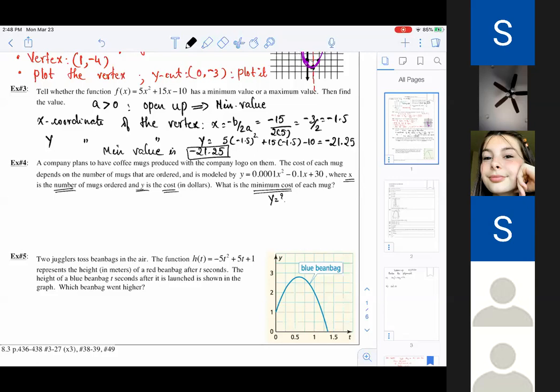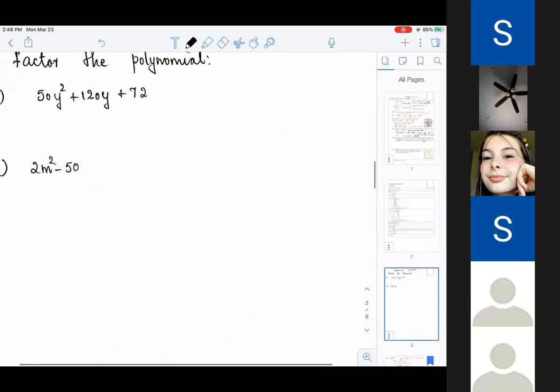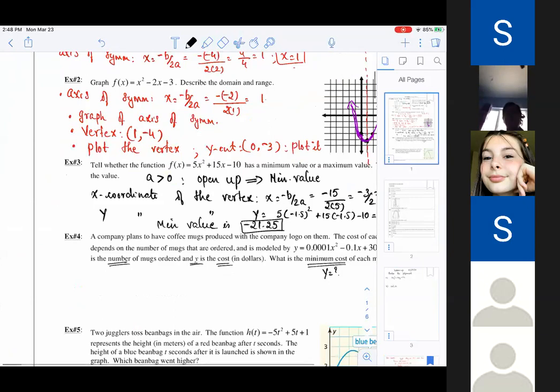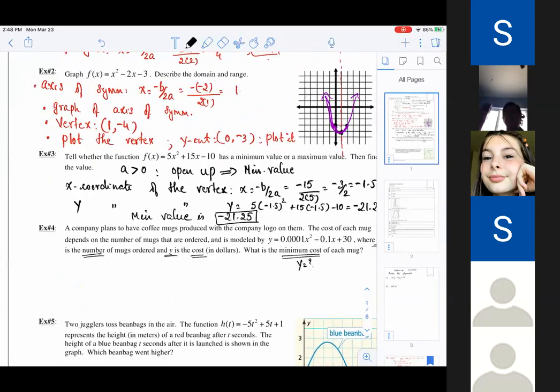And you also know one more thing. In a quadratic function, where does the minimum or maximum happen? If a is greater or less than 0, the minimum or maximum happens at the vertex. Listen, the minimum or maximum always happens at the vertex. Now, if you look at this question, they're asking for the minimum cost of each mug, which is the y.